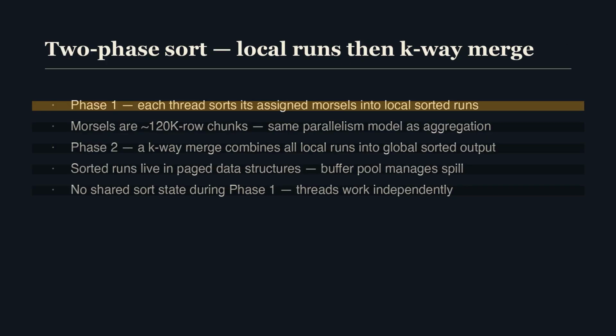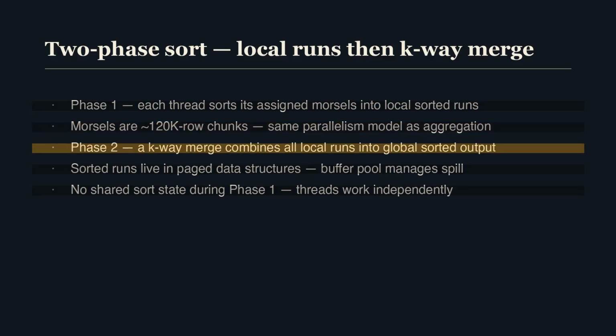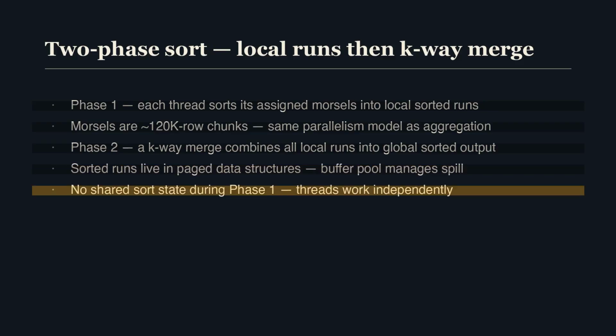Here's how two-phase sort works, using local runs and then a k-way merge. In phase 1, each thread sorts its assigned morsels into local sorted runs. Morsels are around 120,000 row chunks, using the same parallelism model as aggregation. Phase 2 uses a k-way merge to combine all local runs into a global sorted output. Sorted runs live in paged data structures, and the buffer pool manages spilling to disk. There is no shared sort state during phase 1, so threads work independently.